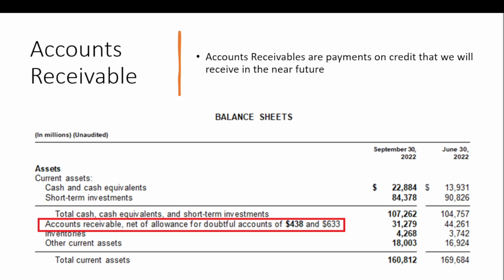So they go ahead and they net that amount. So they get the accounts receivable and they subtract the allowance for doubtful accounts, and then that's how they get these total amounts. So this is net receivables. So it's accounts receivables minus allowance for doubtful accounts.